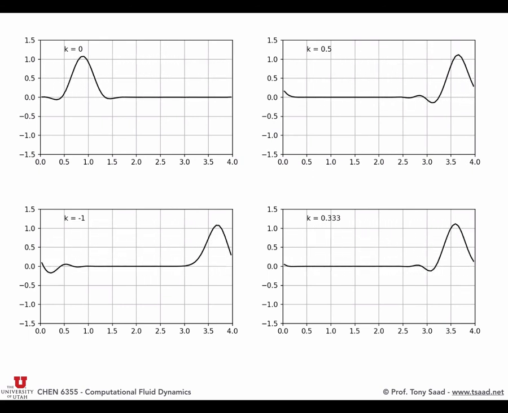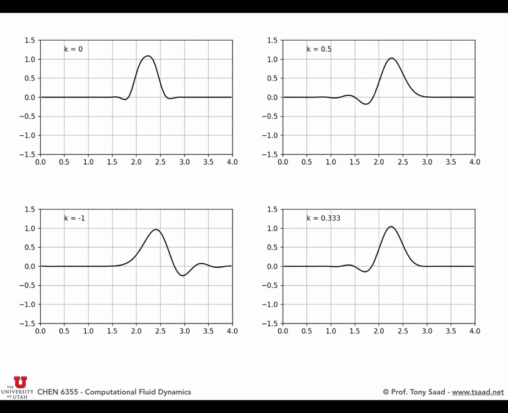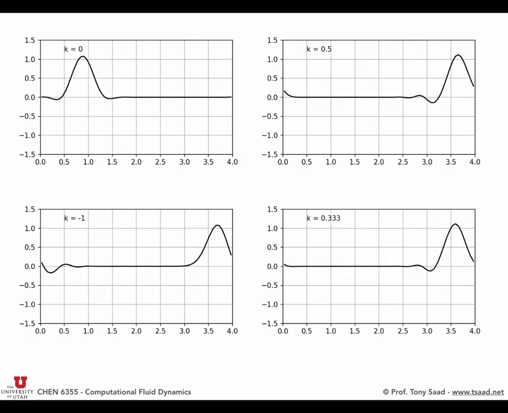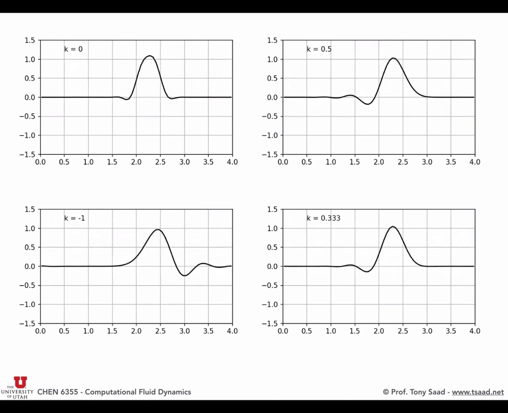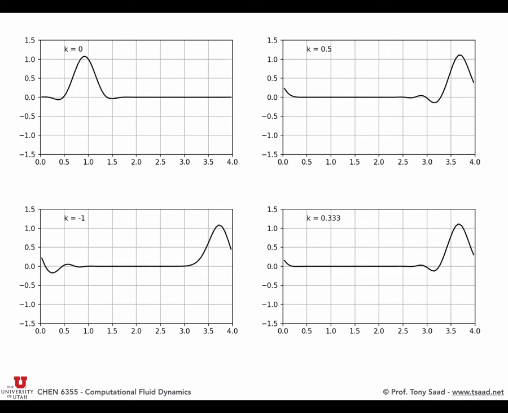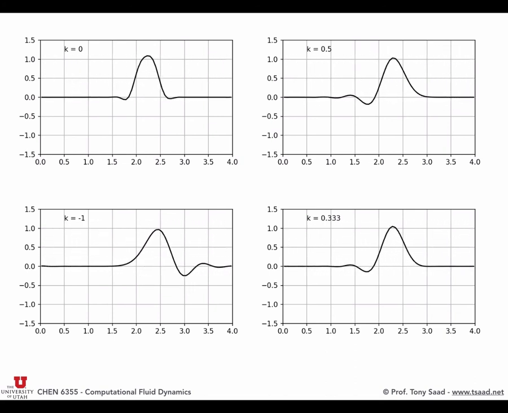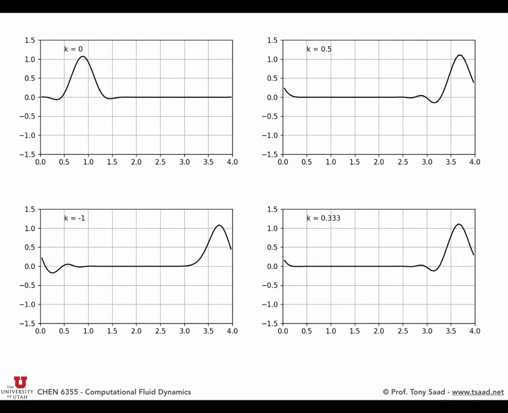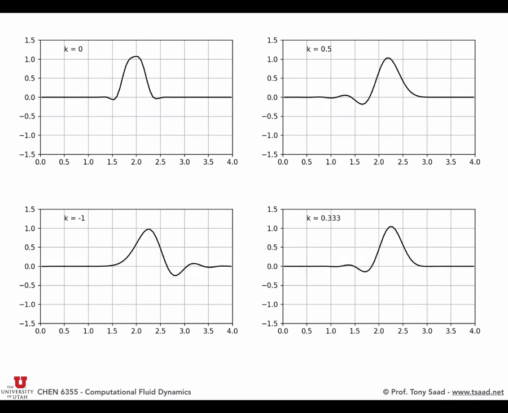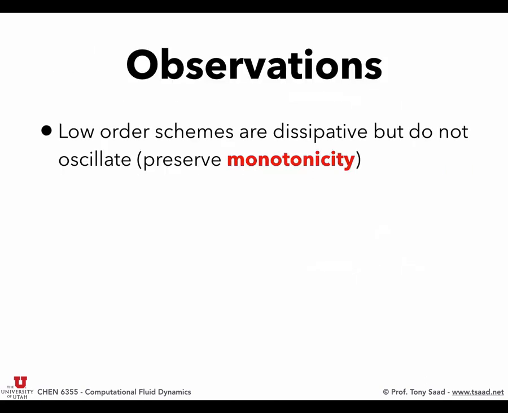All of these higher order schemes give you maybe better accuracy compared to the upwind, but they are oscillatory. There's no way to get rid of these oscillations. And even if you go to 10th order, you're going to get even more oscillations. So the observation is that low order schemes are dissipative, but they don't oscillate. They preserve what we call monotonicity, which we're going to define in a second.